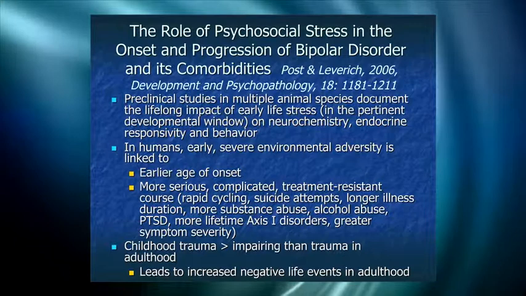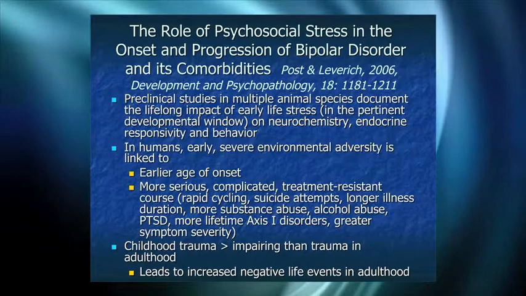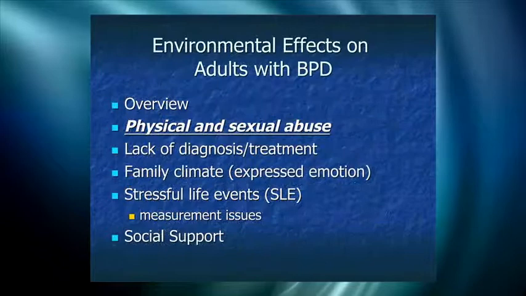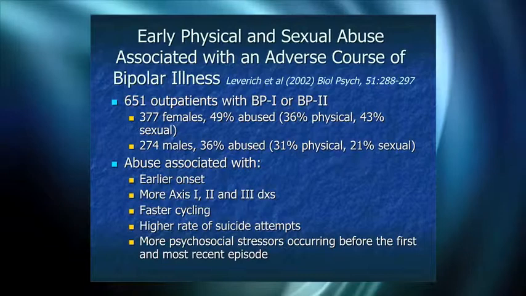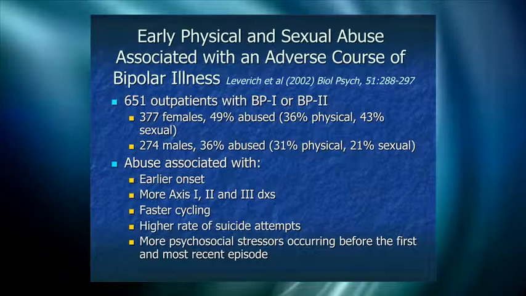Okay. Childhood trauma, as you might expect, is more impairing than trauma that comes later in life. The earlier it comes, the worse it is. And this leads to increased negative life events in adulthood. Okay, so there's a little bit of an overview. Let's talk specifically about physical and sexual abuse. Some of the best work has been done by Leverich and Post. They studied 651 outpatients with bipolar type 1, meaning the full mania, the full depression, or bipolar type 2, meaning hypomania and full depression.